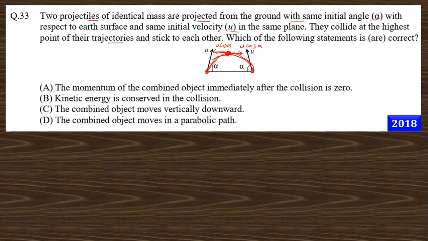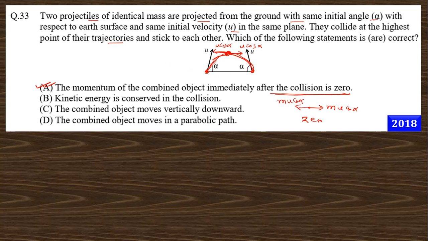After the collision, the momentum of the combined body immediately after the collision will be 0, because they have the same speed. One is moving along this direction with m u cos alpha, and the other along that direction with m u cos alpha. So after the collision the net momentum will be 0. So option A is correct.